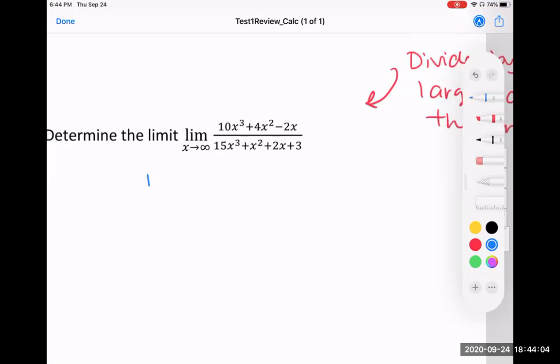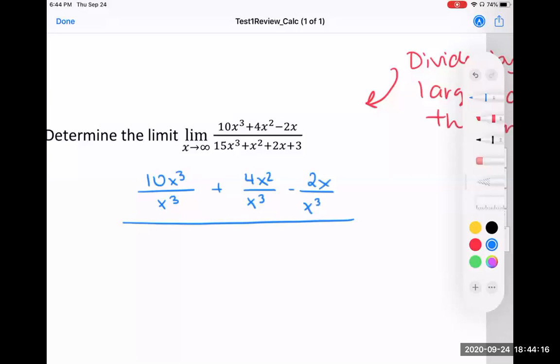We have 10x cubed divided by x cubed plus 4x squared divided by x cubed minus 2x divided by x cubed, all over x cubed divided by x cubed plus x squared divided by x cubed plus 2x divided by x cubed plus 3 divided by x cubed.